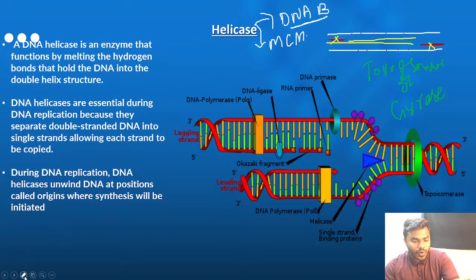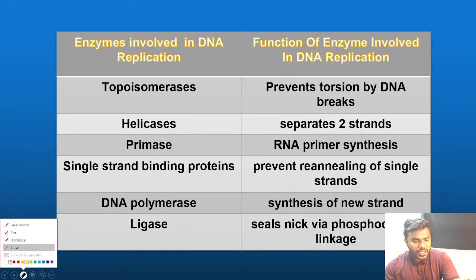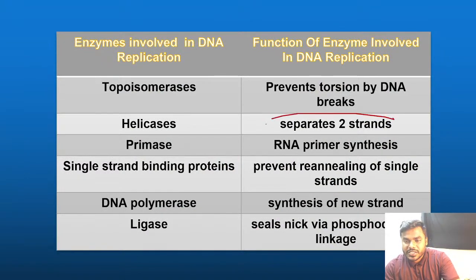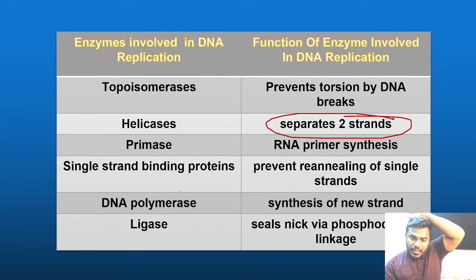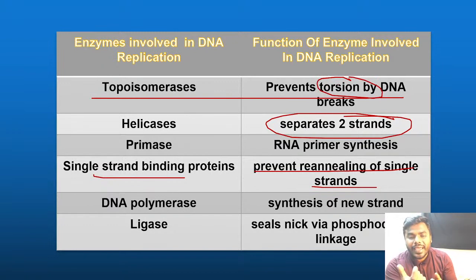Now let's talk about the enzymes one by one, very clearly. Look into this very quickly, friends. Helicase is the enzyme which will separate the two strands. Single strand binding proteins prevent the reannealing, or the rejoining. Topoisomerase prevents torsion. Torsion means stress, coiling, by breaking the DNA. We will read how. Then followed by the DNA polymerase enzyme.